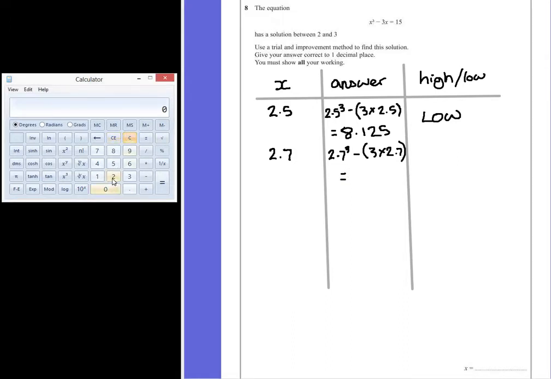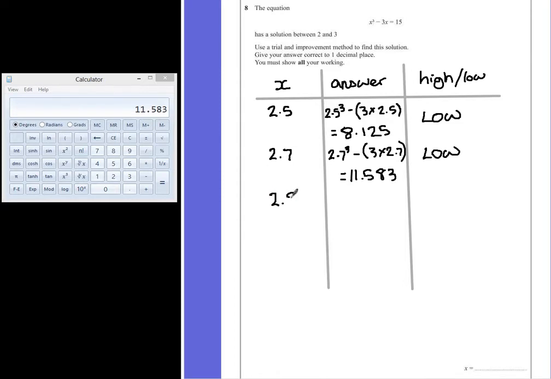Again, we go back to the calculator, 2.7 cubed, subtract 3 times 2.7, close brackets, equals 11.583. We're definitely getting closer, but this is still too low. So it's a good thing we didn't try 2.6, because that would have been somewhere else in the middle of these two values. So we're going to have to get even bigger now and try 2.8.